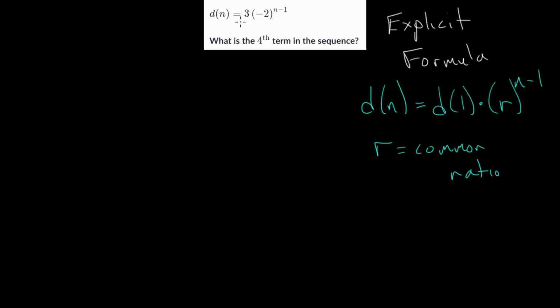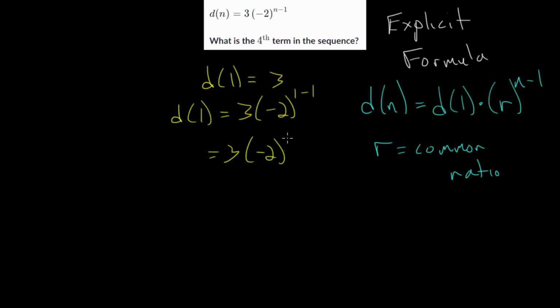For instance, just matching these up, we can see that d of 1 would be this value 3. And you could check this by actually plugging 1 into the formula, since we'd have 3 times -2 to the 1 minus 1, or 3 times -2 to the 0, but anything to the 0 power is just 1. So you would get 3 here, proving that the number on the outside, when the common ratio is raised to the n minus 1, is your first term.